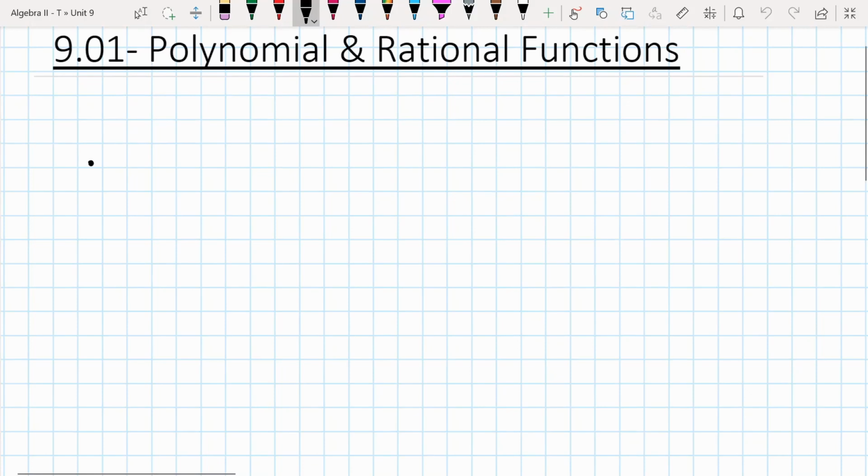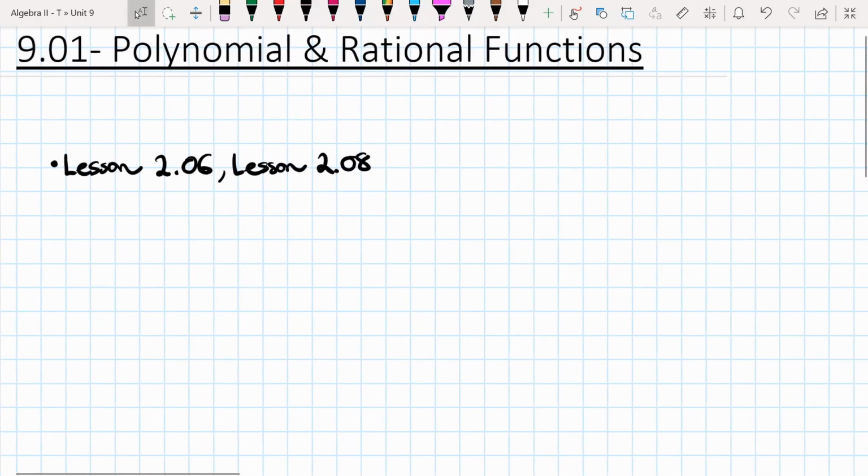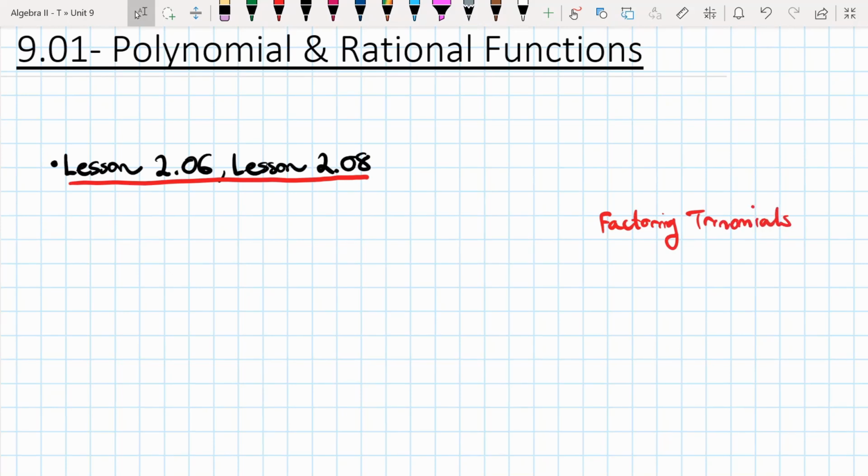So first, this video is going to focus on problems and concepts from lesson 2.06, available in the OneNote, as well as lesson 2.08, which is also in the OneNote. So let's start with polynomial functions, and these two lessons cover factoring trinomials, and graphing polynomials.